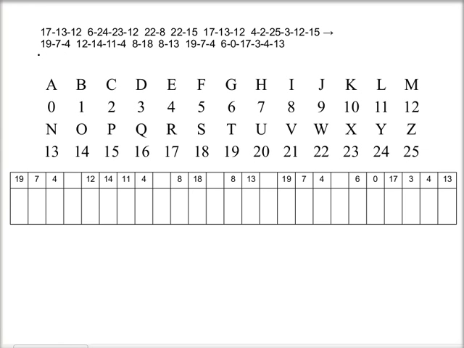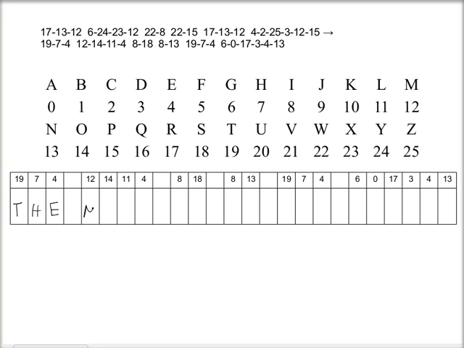So I've got my decrypted position numbers now, and I just need to replace them with the appropriate letters. So I've got them in my chart. And I just go through and look them up. 19 is going to be a T. 7 is an H. 4 is E. So my first word is the.